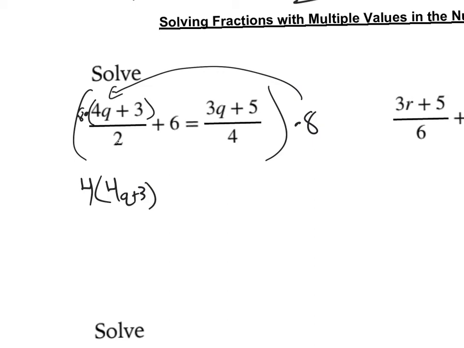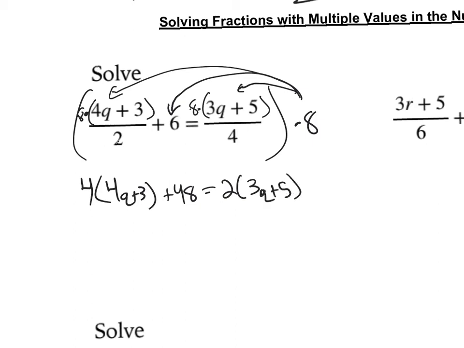So I've multiplied it to that first term. Here I need to make sure I also multiply it times the 6. So 4 times 6 ends up being a 48. And then I'm going to take the 8 and multiply it here times 3q plus 5. So I'm going to put it outside the parentheses. And then notice that 4, my denominator in this case, goes into 8 2 times. So then I have 2 on the outside of my parentheses, and I'm going to leave 3q plus 5 by itself. So now I just need to distribute the 4 and the 2.